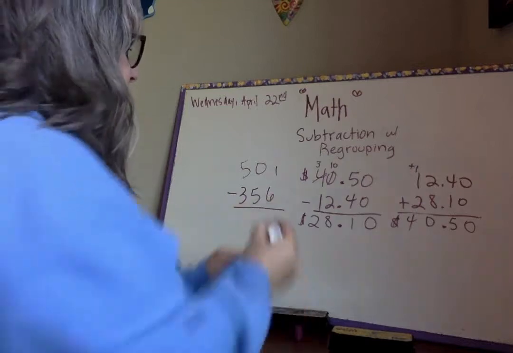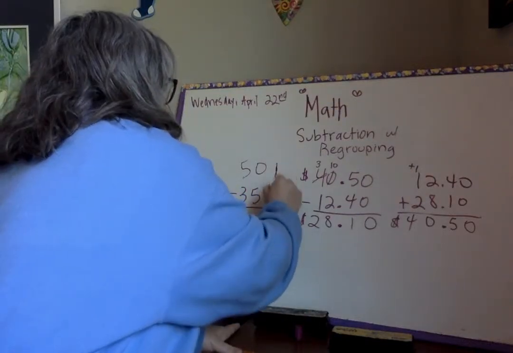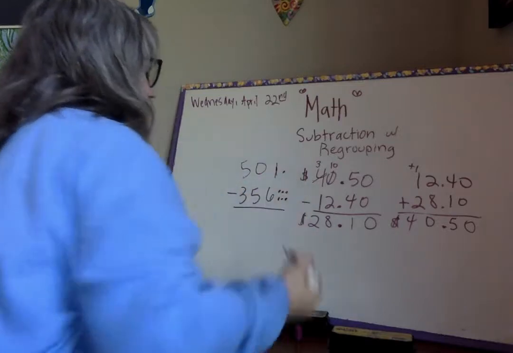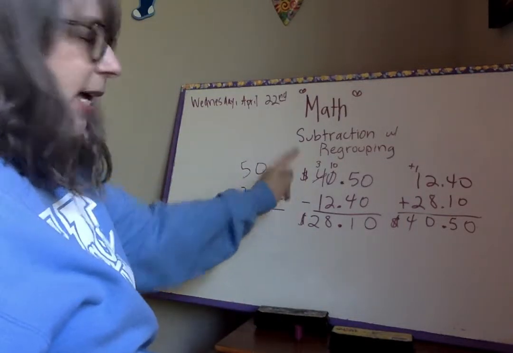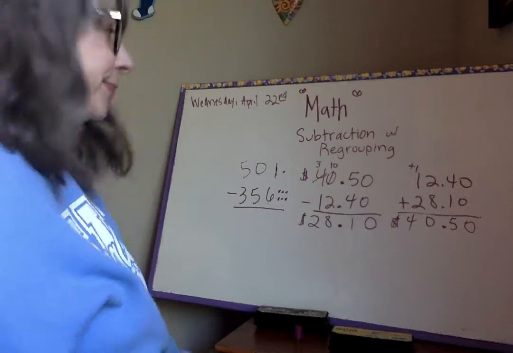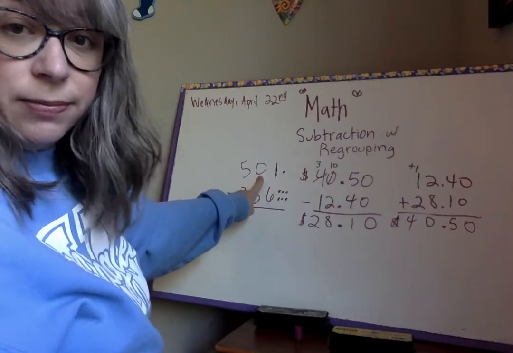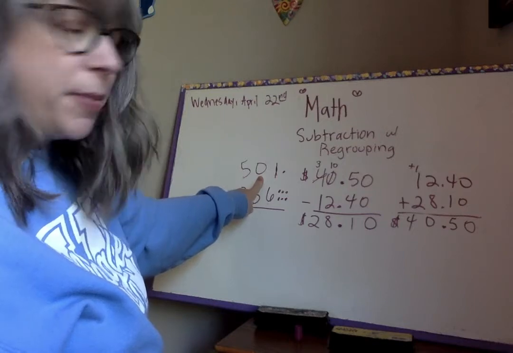Okay, so we have 6. Make that look more like a 1. 1, 2, 3, 4, 5, 6. And we have 1. All right, can we take 6 out of 1? So we've got to borrow. We can't borrow from the tens place. It's a 0. It has nothing. It has no value. Let's keep it moving.